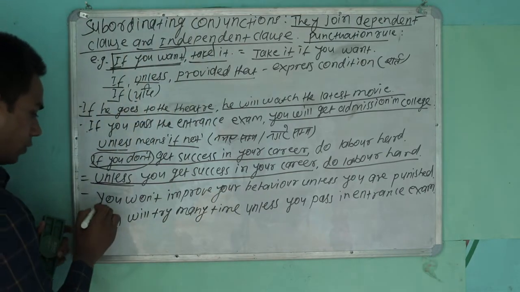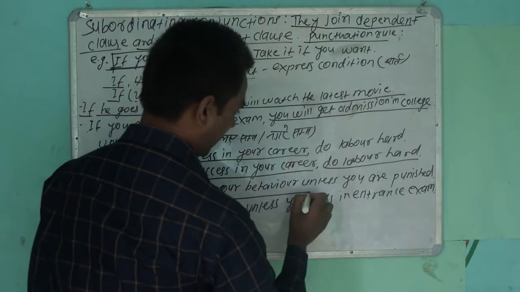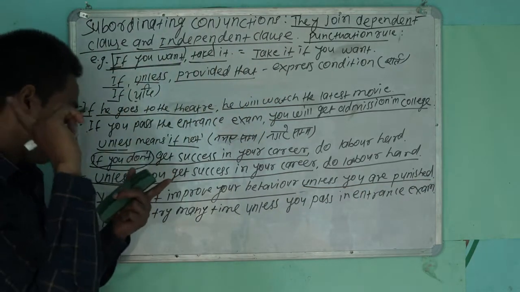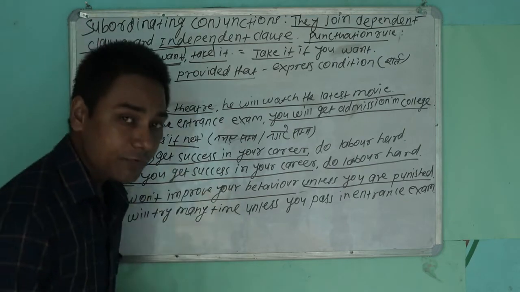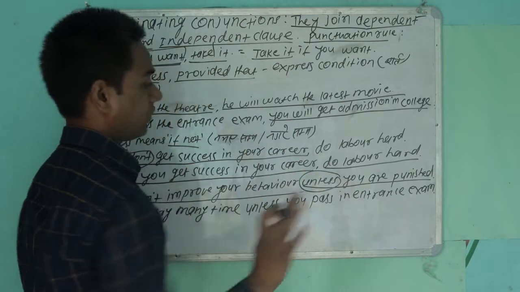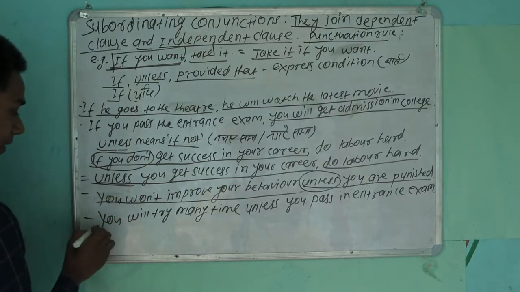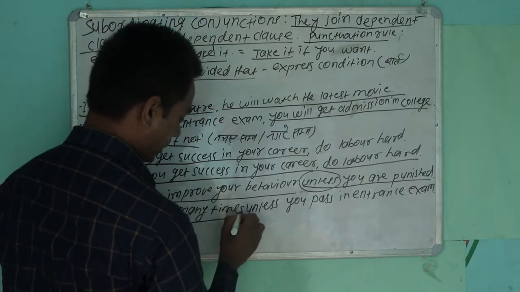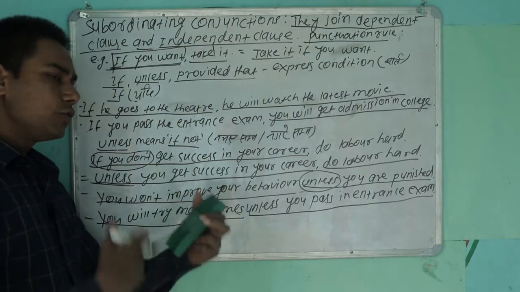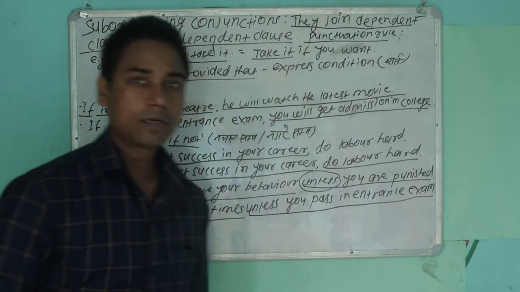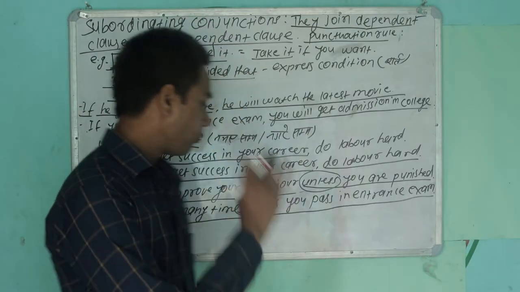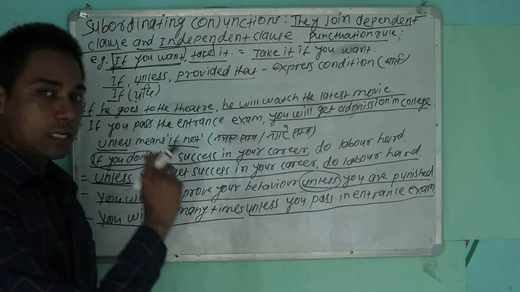Okay. You won't improve your behavior unless you are punished. Here unless is in the place of if not. Okay. Next example. You will try many times unless you pass in the entrance exam. It means you will try many times unless you pass in your entrance exam. So we can use unless in the sense of if not.